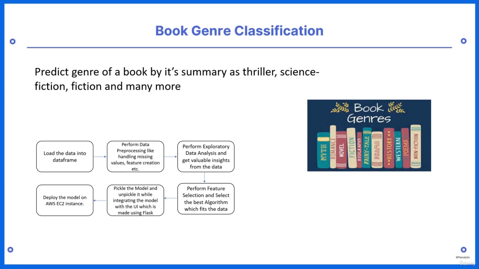So let's look at the workflow of this. First we'll load the data into data frames, then we'll perform some pre-processing techniques, as this is a natural language processing task, like stemming, lemmatizing and so on. After that we will perform some exploratory data analysis on the stemmed words. Then we'll select the best machine learning algorithm which fits the data, and save the model weights. Then we will integrate that model with a web service, using a web framework like Flask or Django. Then we will deploy our model on an AWS EC2 instance. So this is the overall workflow of this project, book genre classification.